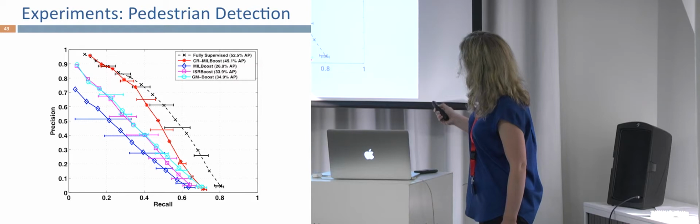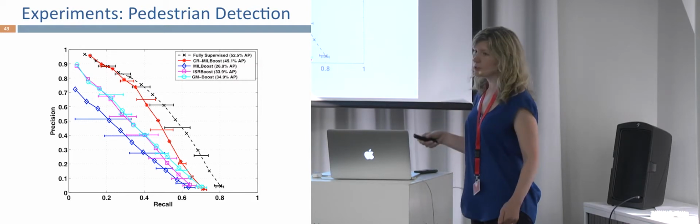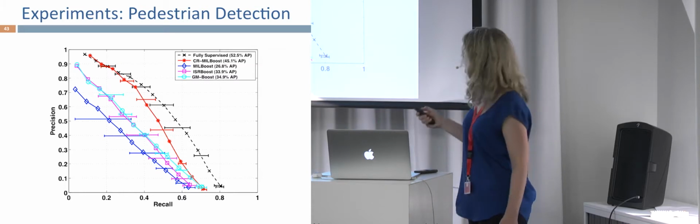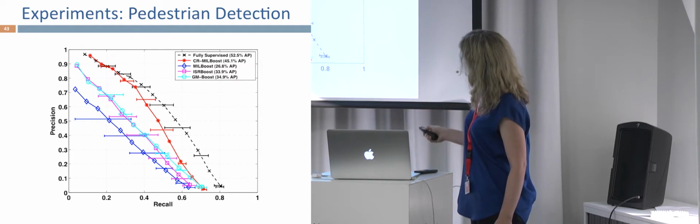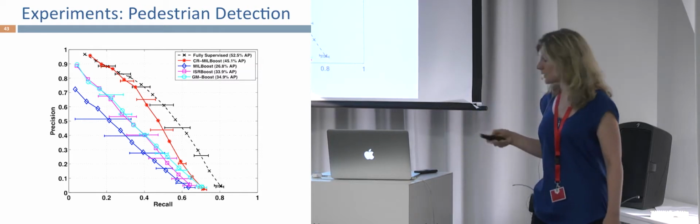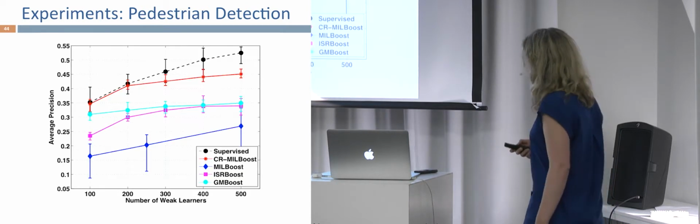Maybe if we used other data, we would have a different result. And then we compared to three baseline methods: MIL-boost, which is the one I showed you before, without our confidence committee, and ISR-boost and GM-boost. As you can see, they all perform significantly worse than our method. The reason they do is again because they are not able to handle the noise in the bags.